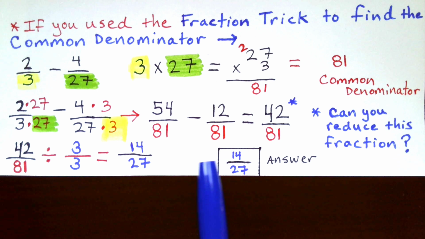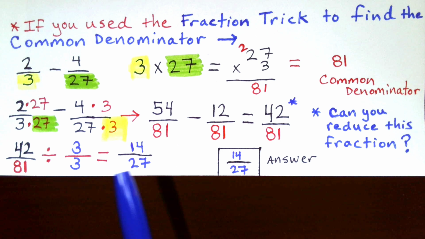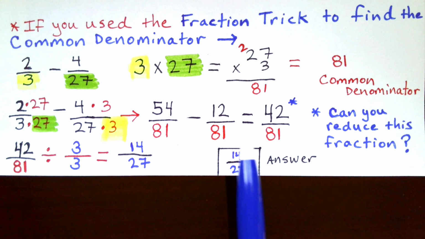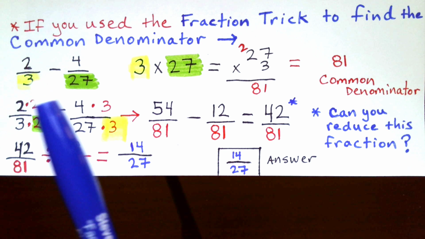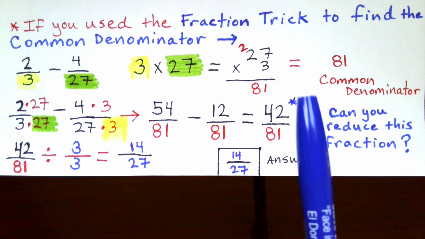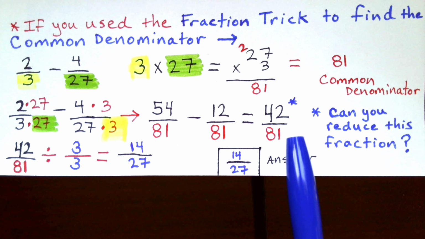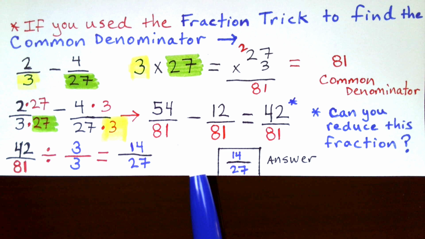So you can see by using the product chart, we did not have to reduce 14 over 27. That was our answer. So sometimes using that product chart is a pretty good way to find a common denominator, because many times it will be reduced already. Now, this trick you can absolutely use multiplying the denominators together to find a common denominator. But again, many times, like 42 over 81, you're going to have to reduce or simplify that final fraction answer.